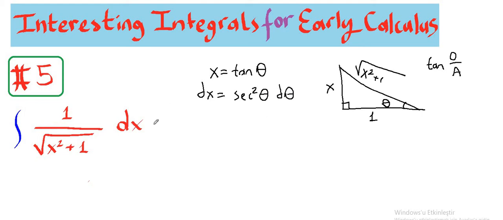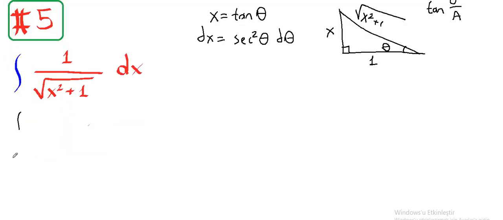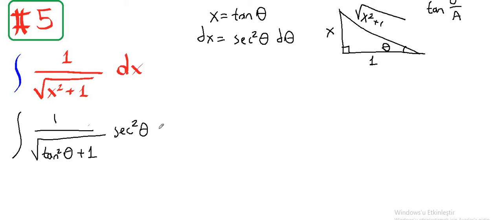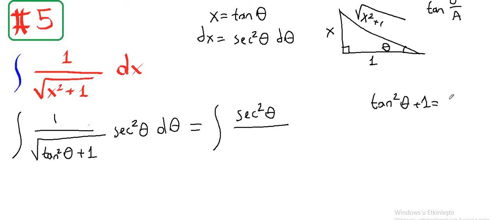Now we're going to write everything in terms of theta. So our integral turns into 1 over the square root of, instead of x, we have tangent theta, so x squared will be tangent squared theta. And instead of the dx, we have secant squared theta d theta. Now let's rewrite everything. Our integral is secant squared theta over the square root of tangent squared theta plus 1, which is equal to secant squared theta using the Pythagorean identity from the trigonometric identities.